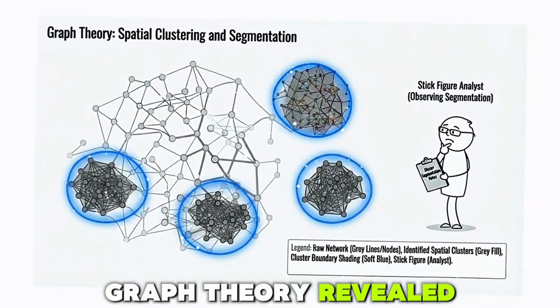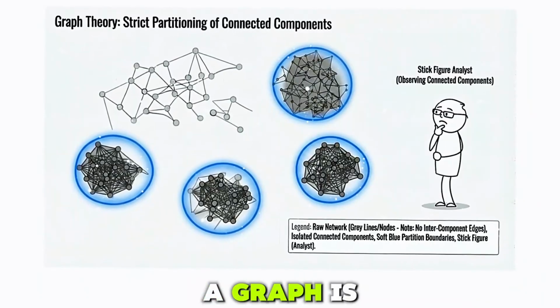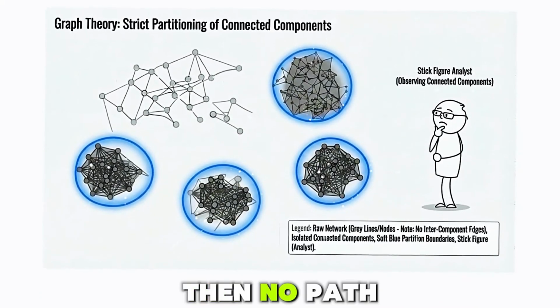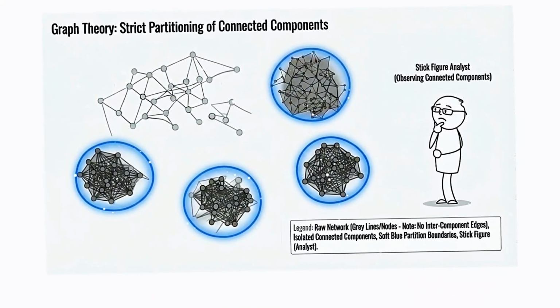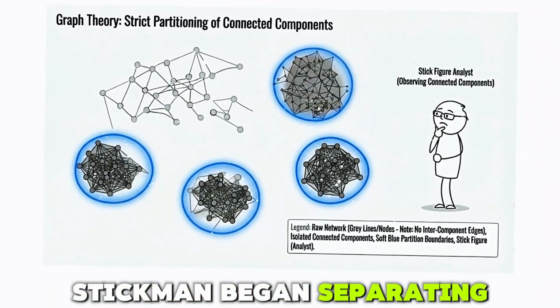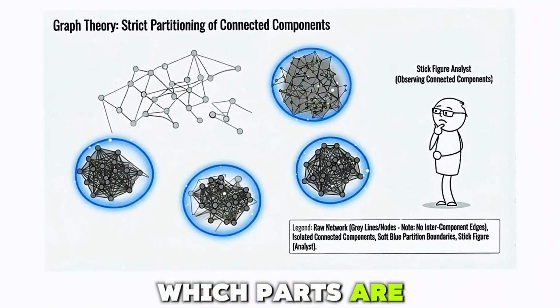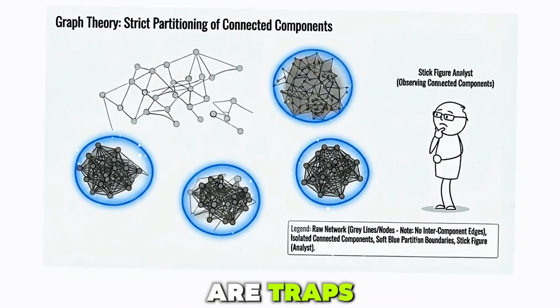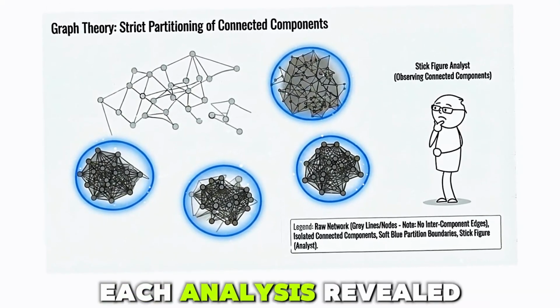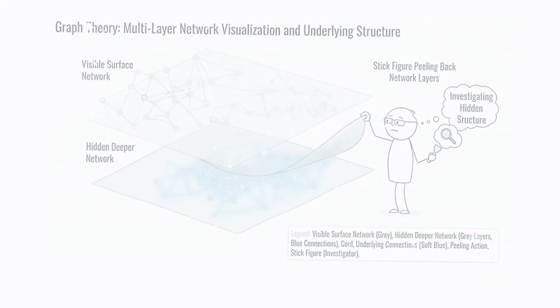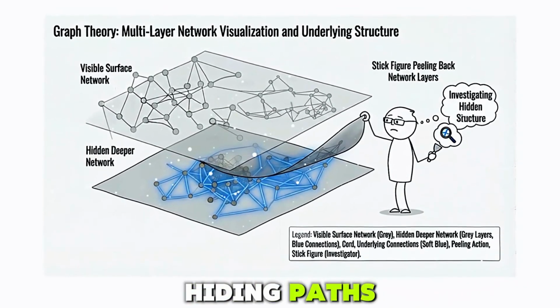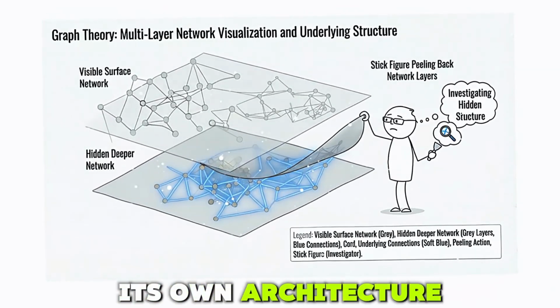Graph theory revealed its third principle: connected components. If a graph is not fully connected, then no path can traverse everything. Stickman began separating the map mentally. Which parts are reachable? Which parts are isolated? Which parts are traps? Each analysis revealed deeper structure. The city wasn't hiding paths, it was hiding its own architecture.